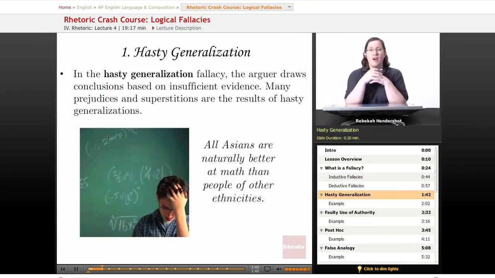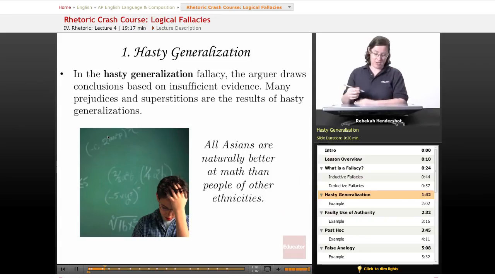All right, our first common logical fallacy is called hasty generalization. In this fallacy, the arguer draws conclusions based on insufficient evidence. Many prejudices and superstitions are the results of hasty generalizations. So basically, somebody has only a couple of data points and they draw a big conclusion from it that isn't really supported by the data they've got.